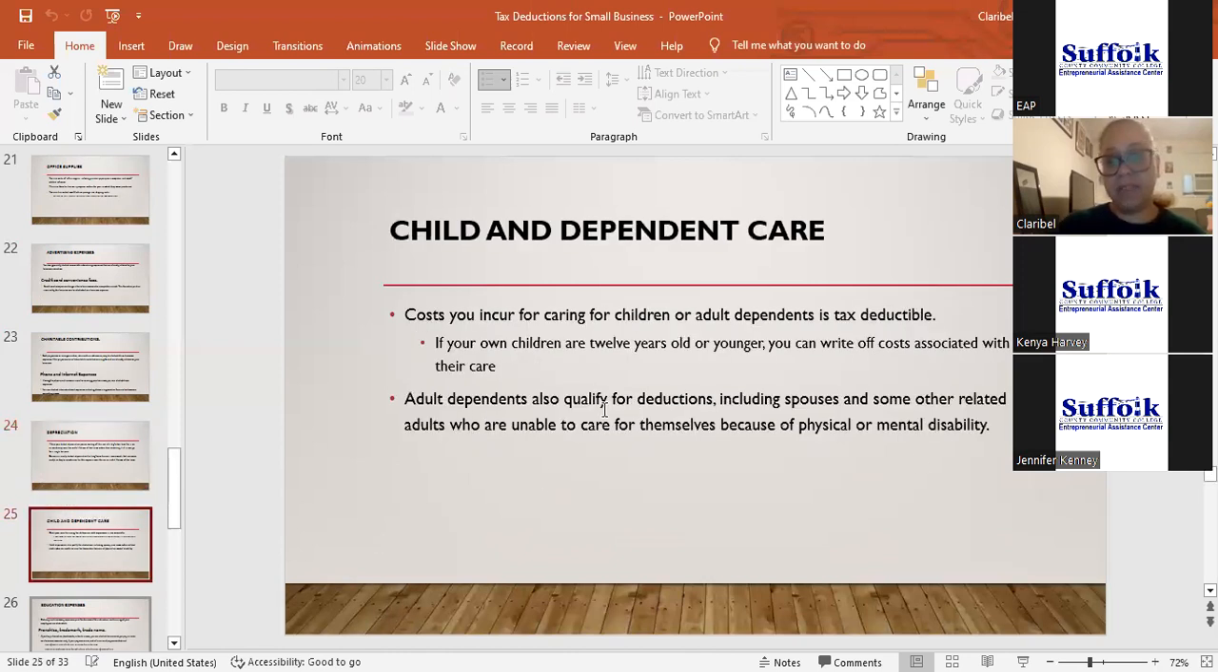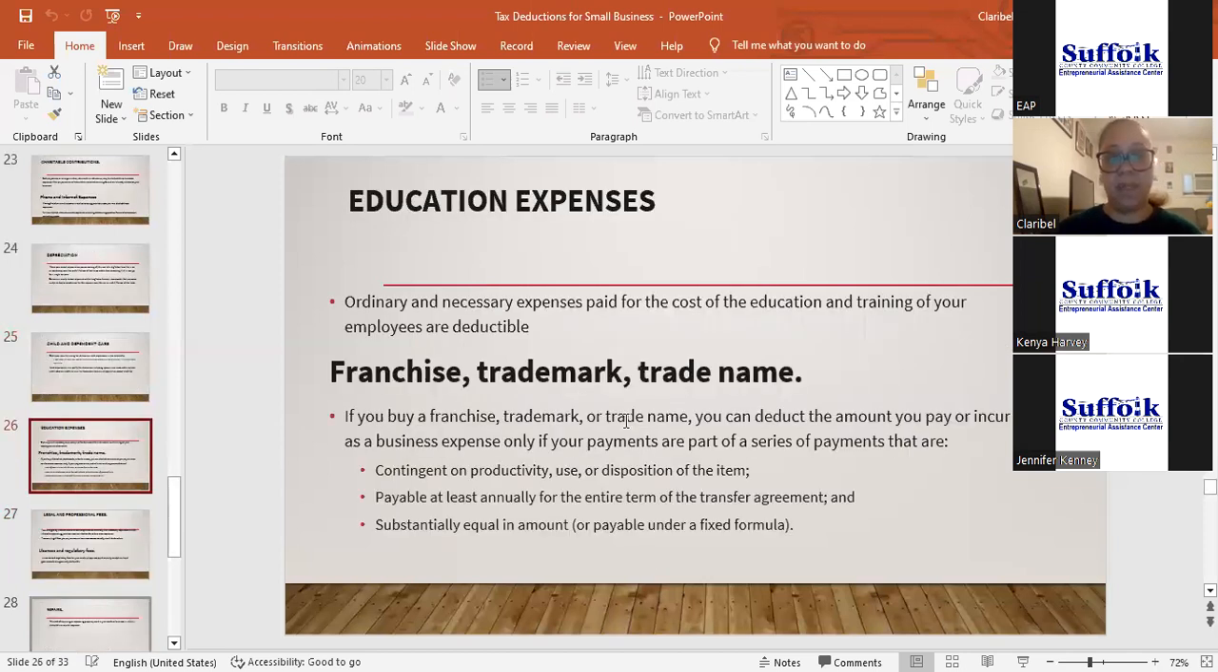Childcare expenses that you incur to run your business, you can write off. It also applies if you have adults that you are taking care of. Educational expenses, ordinary and necessary expenses paid for the cost of education and training of your employees are deductible. So if you help your employees, some companies give money to employees who want to go back to school, that's deductible.